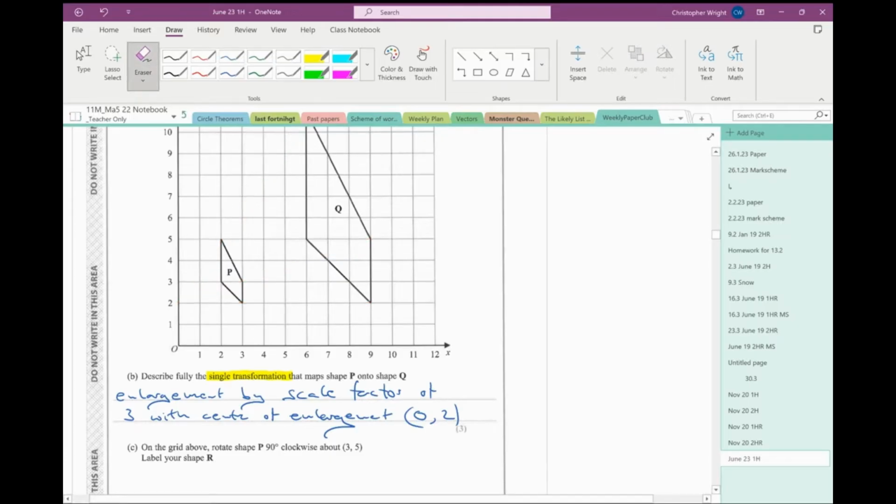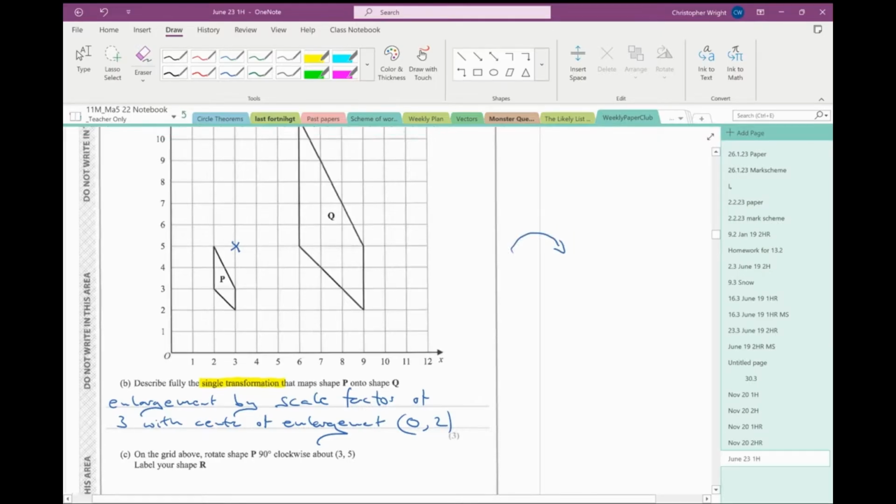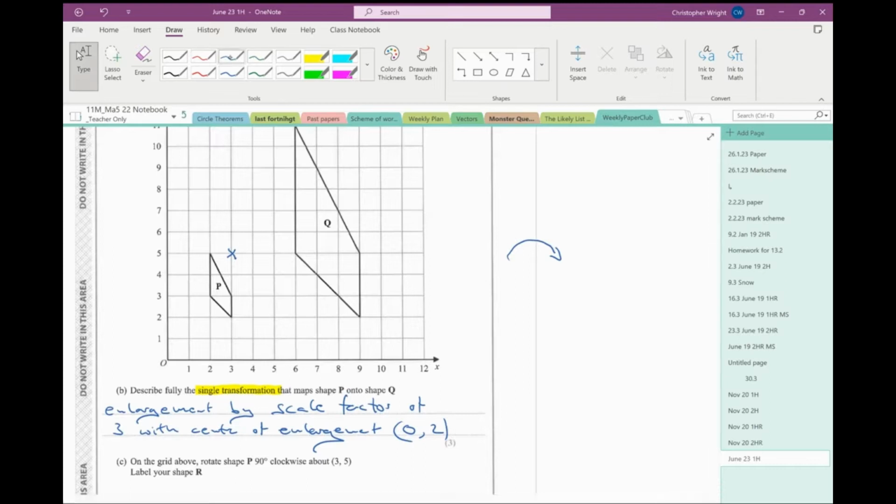On the grid, rotate shape P 90 degrees clockwise about (3, 5). Well, where's (3, 5)? (3, 5) is here. So I have to rotate shape P 90 degrees clockwise. Clockwise, that way, 90 degrees. Now it would be easy with some tracing paper, but I can't use tracing paper on the screen.